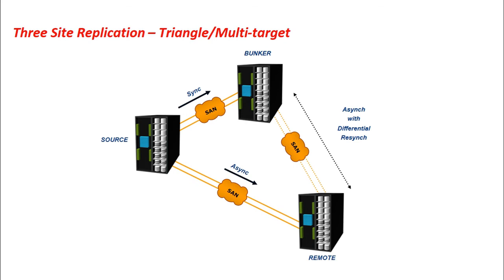A regional disaster in three-site triangle or multi-target remote replication is similar to a source site failure in two-site asynchronous replication. If the failure occurs, operations fail over to the remote site with an RPO within minutes. There is no remote production until the regional disaster is resolved.